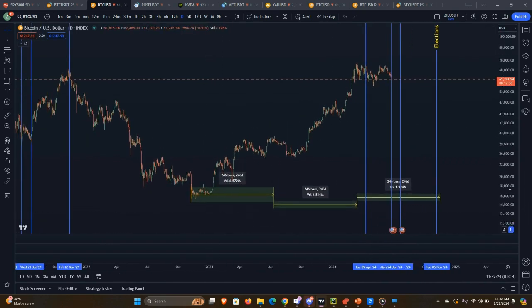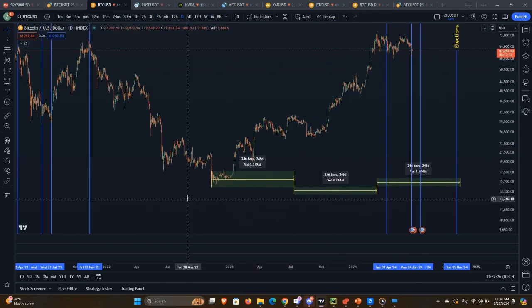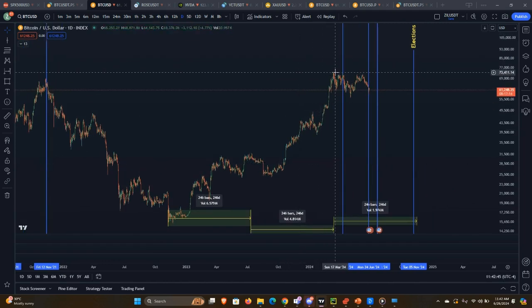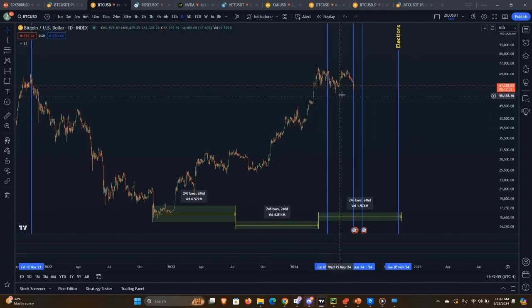Another thing I noticed is the price is basically doubling. We went from 15K, doubled to 30K, then created a bottom around 25K, and doubled to 50K, created a bottom around 38K, and doubled to almost the 76K area. Okay. Now we are looking for the bottom.